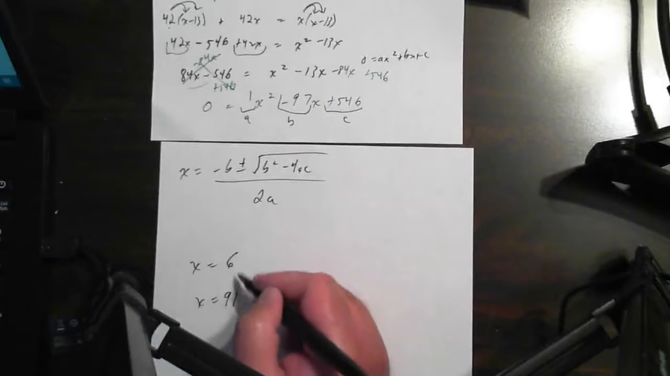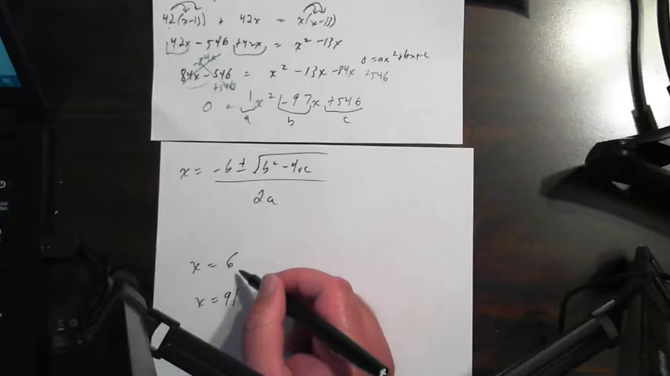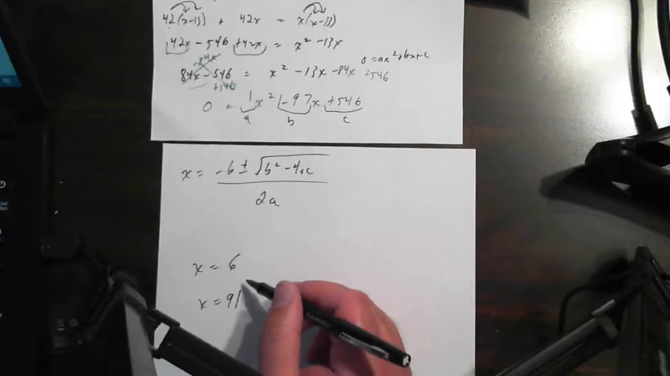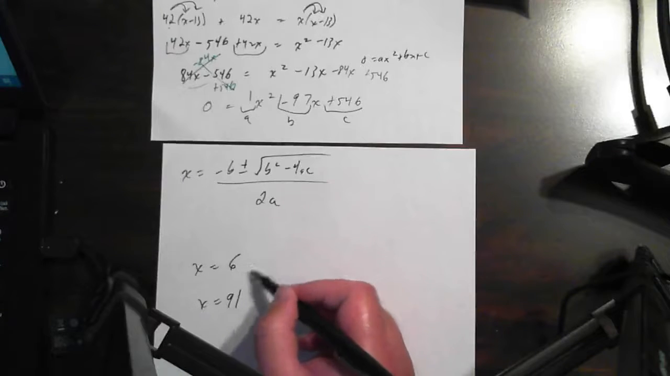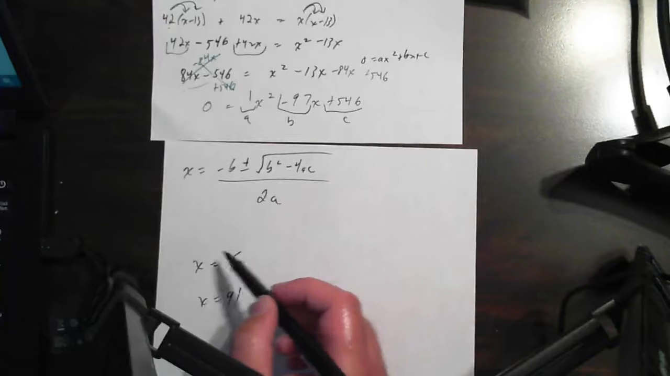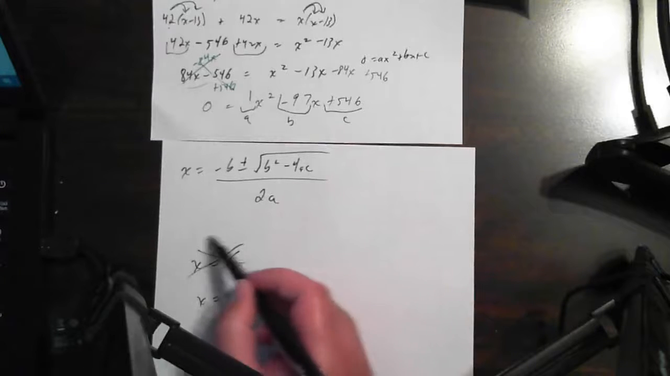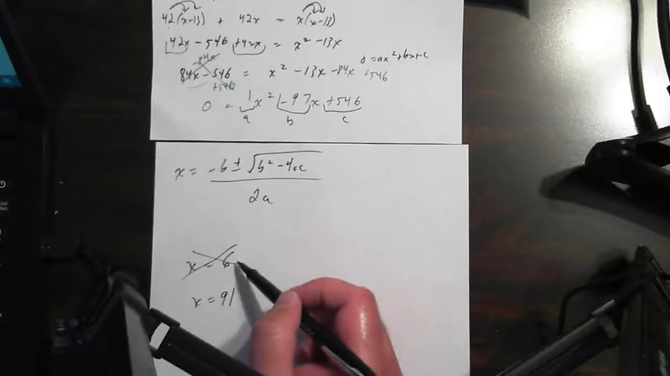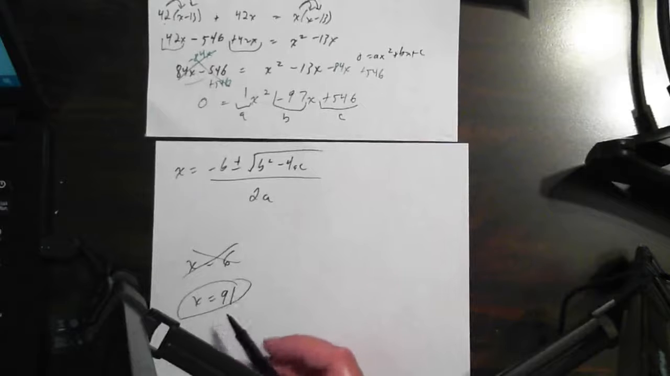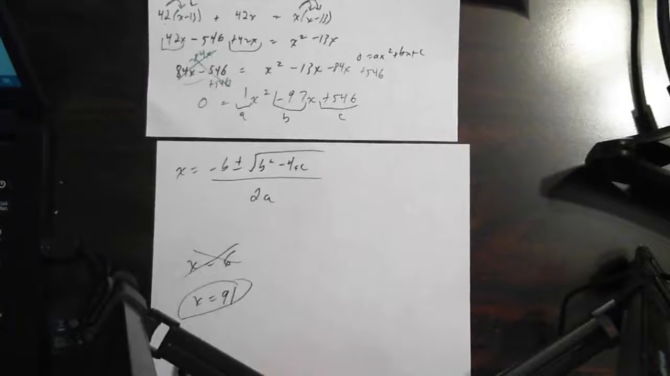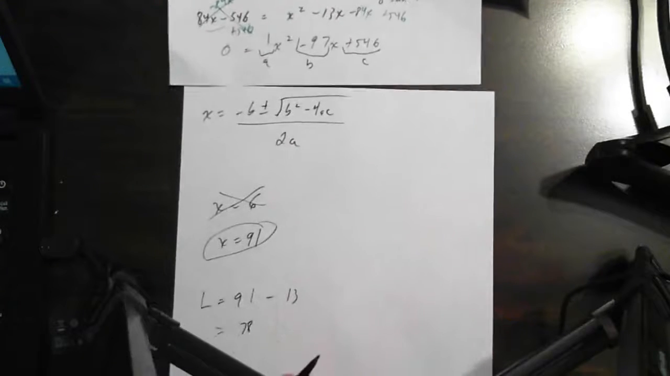At this point you think about which of these answers makes sense. Remember, x is how long it takes Stuart to do the job. If I subtract 13 from 6 to find Lucy's time, this is going to give me a negative value. It can't take negative time to do a job, so this value cannot possibly be Stuart's time. This means that Stuart takes 91 minutes to deliver the flyers, and to find Lucy's time, I can just take 91 and subtract the 13, which gives me 78.